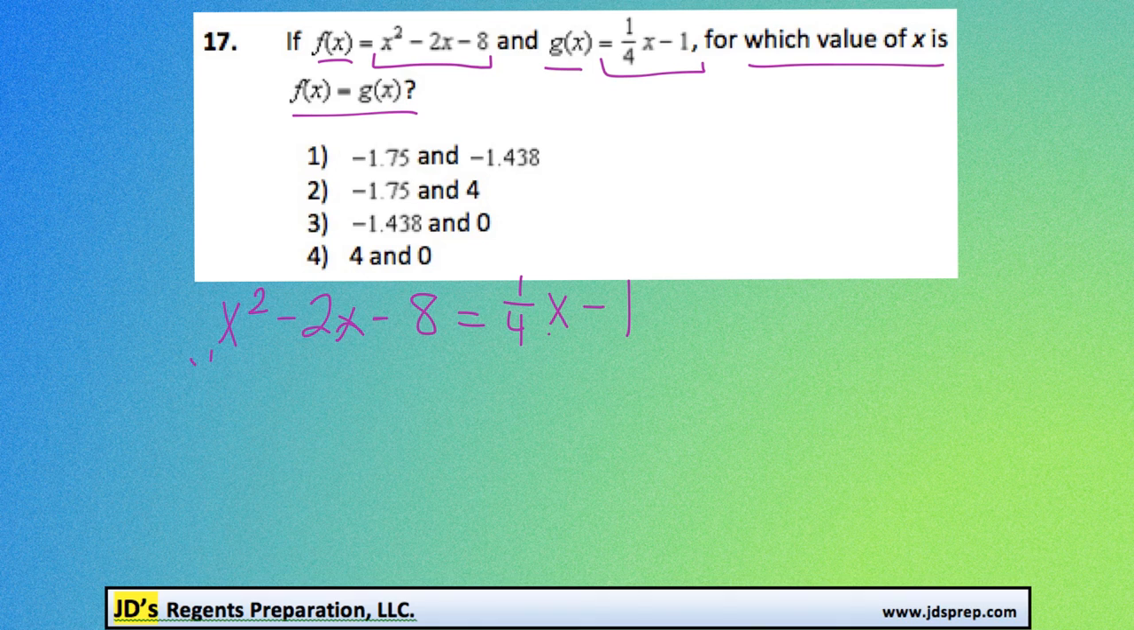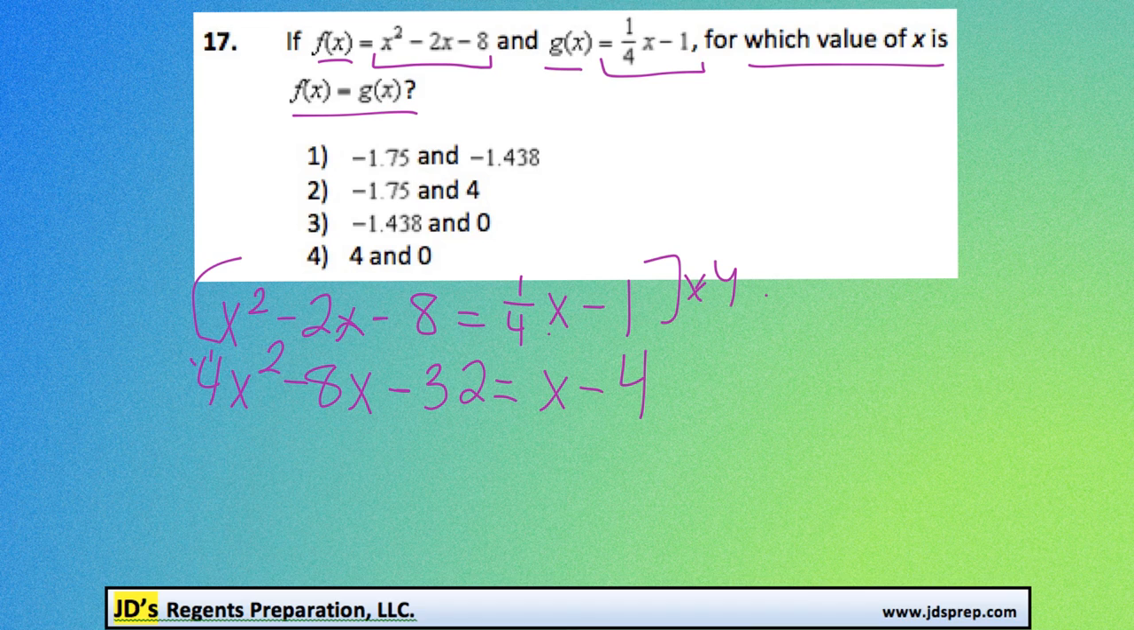Just because we have this fraction here, that's going to make things a little difficult to deal with, so let's multiply everything by 4, and that'll get rid of that fraction. So we'll end up getting 4x squared minus 8x minus 32 equals x minus 4. And again, we just did that by multiplying everything by 4 there.